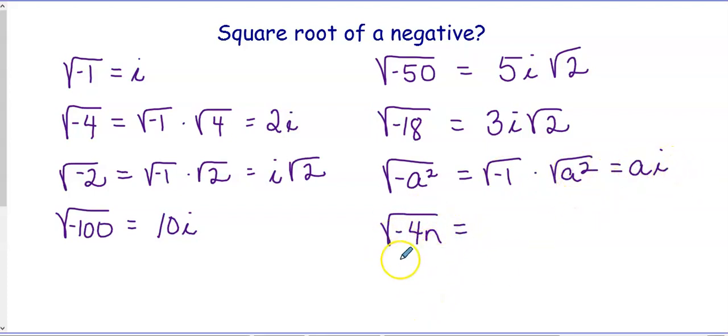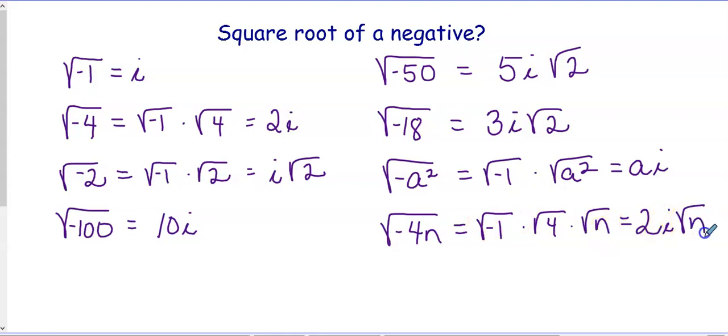Okay, so this one's going to have 3 parts. I'm going to rewrite this one as the square root of -1 times the square root of 4 times the square root of n. The only thing I can't pull out from under the radical is the square root of n. So the square root of 4 is 2. Square root of -1 is i. Square root of n is just root n. Okay, so anytime you see a negative under a radical, you're going to pull out the i, the imaginary number.